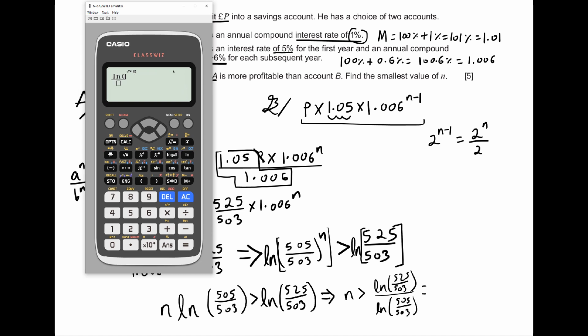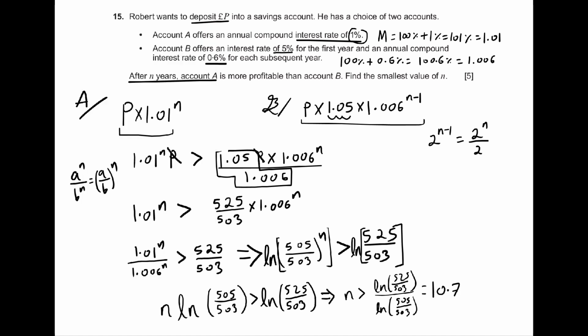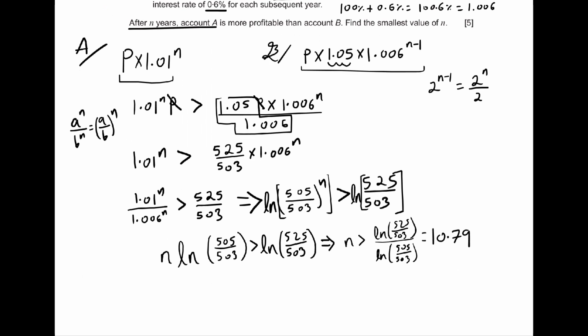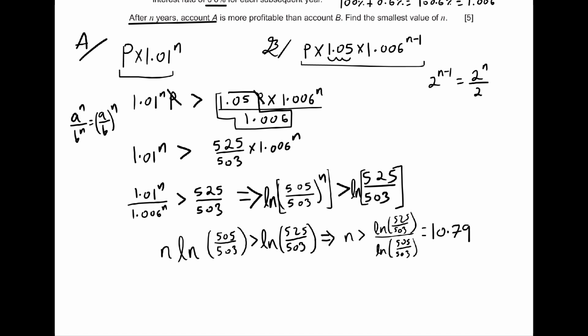Yeah, so you could put it in as fractions or use a divide sign. It's up to you. And I get 10.787 or thereabouts, let's say 10.79. Now, you can only have a whole number of years. N is greater than 10.79. Therefore, the least value of n is n is 11, because n is greater than 10.79.